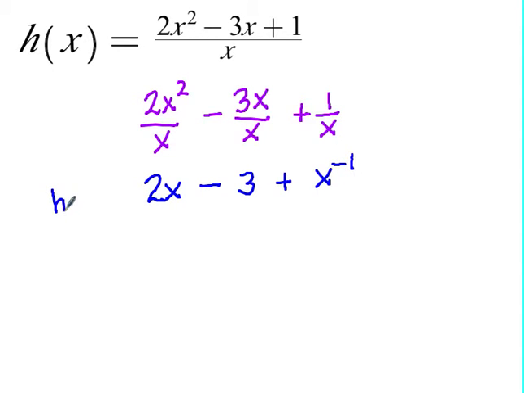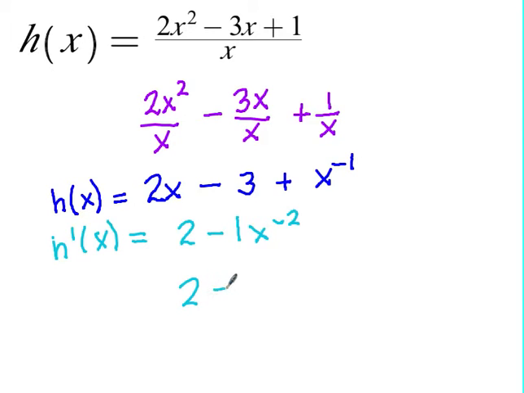Now notice, this is still the original function. You have not found the derivative. So now what we need to do is actually find the derivative. What's the derivative of 2x? What's the derivative of -3? 0. And then what's the derivative here? -1, x to what power? -2. So my final answer will just be 2 minus 1 over x squared.